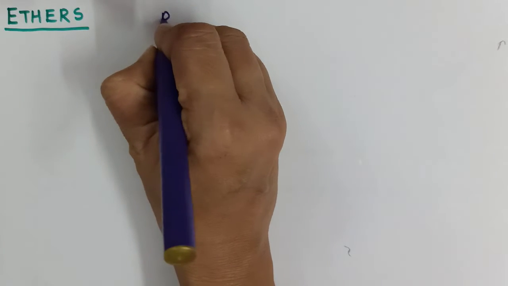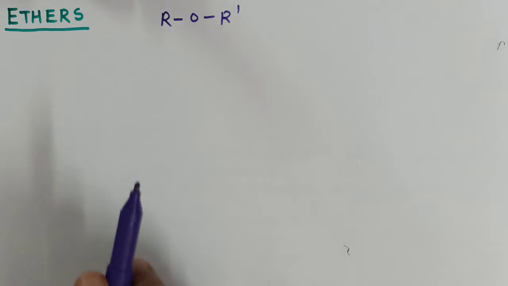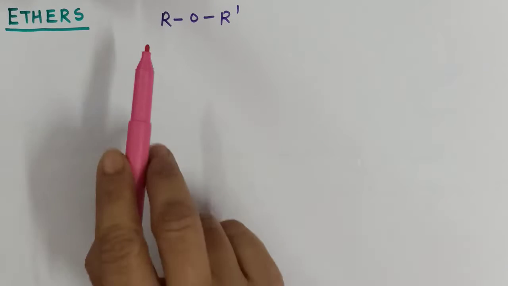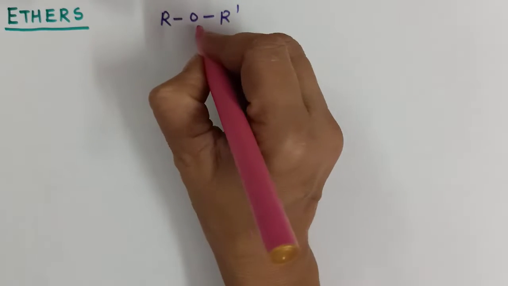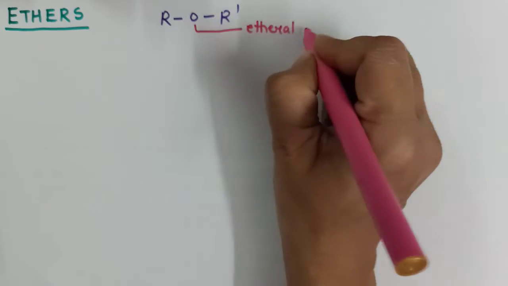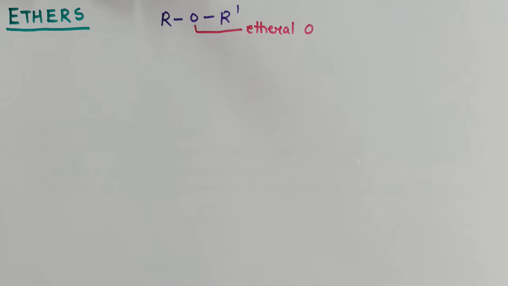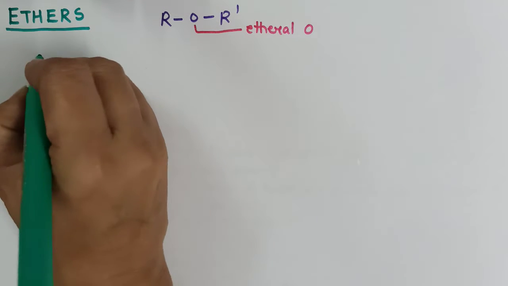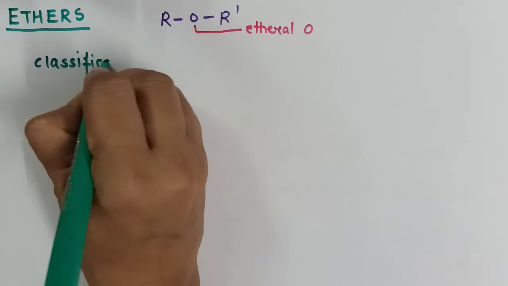The ethers have general formula ROR. So two alkyl groups are joined by a single atom of oxygen, and this oxygen we can call ethereal oxygen. The ethers are classified in two categories. So first one, classification of ether.